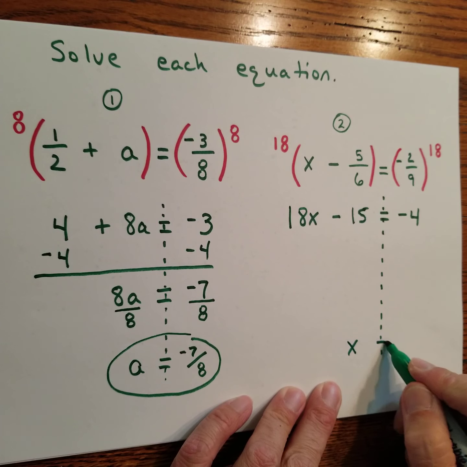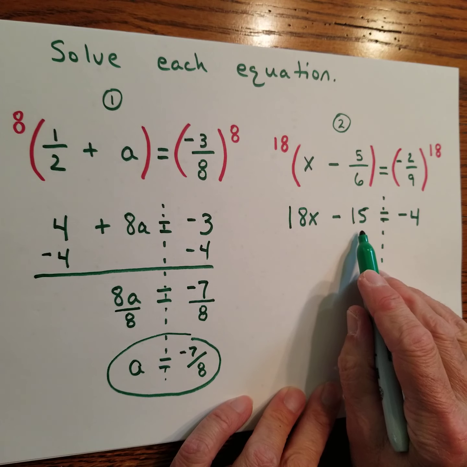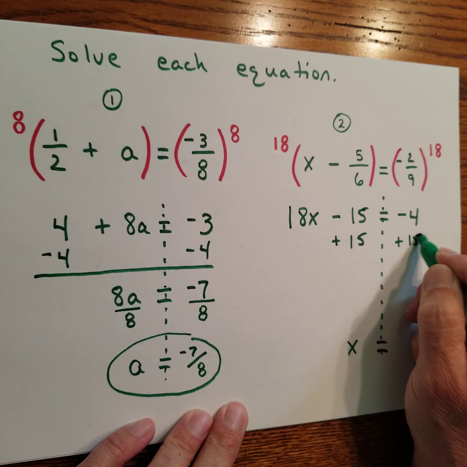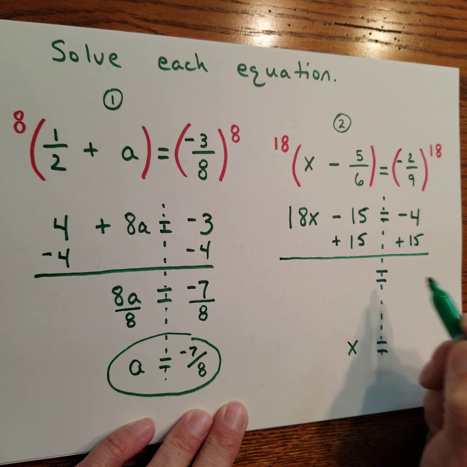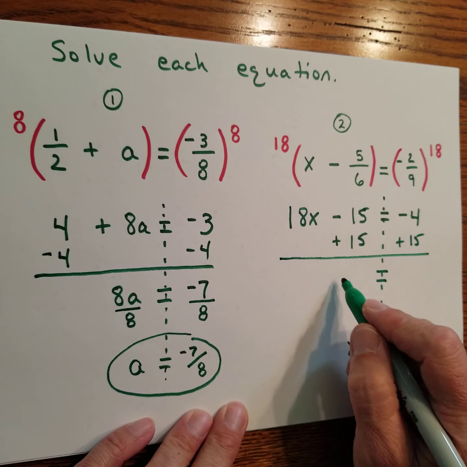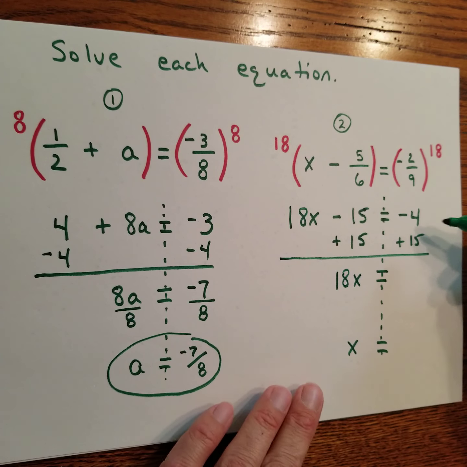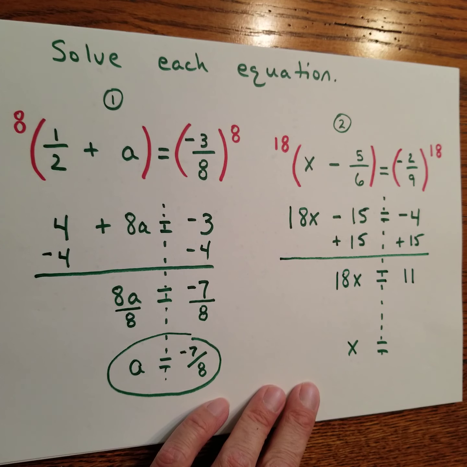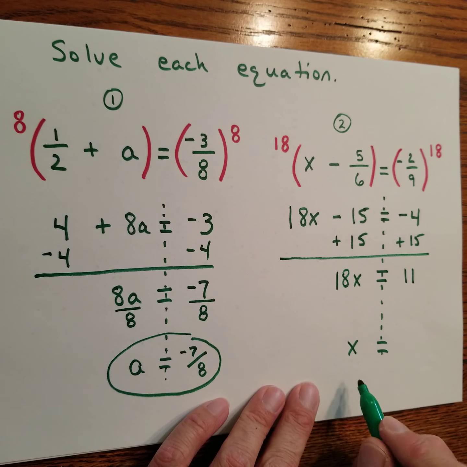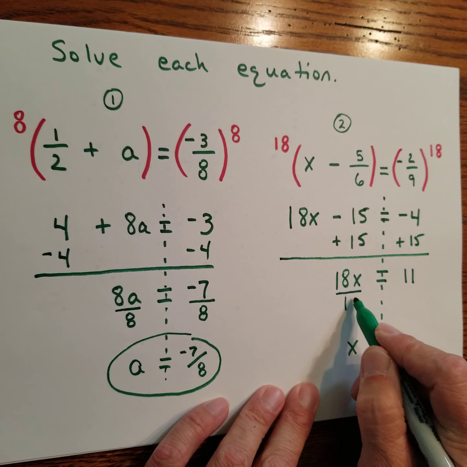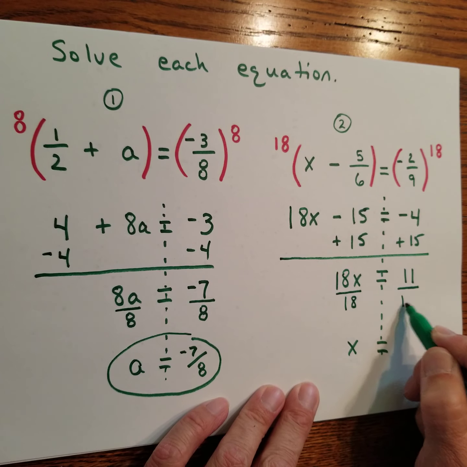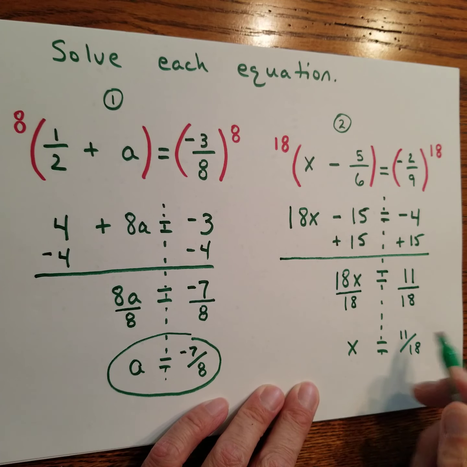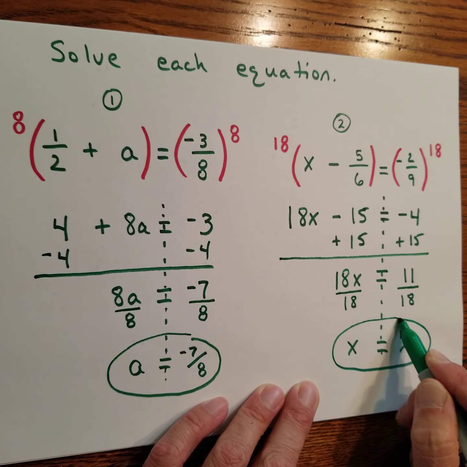My job? Get x by itself, which means first get rid of the 15. The inverse of subtraction is addition. -15 and +15 is 0 plus 18x. When I combine numbers with different signs, I subtract and take the sign off the larger number. Now get x by itself by dividing by 18. And since you can't divide 11 by 18, we'll say that our final answer is 11/18.